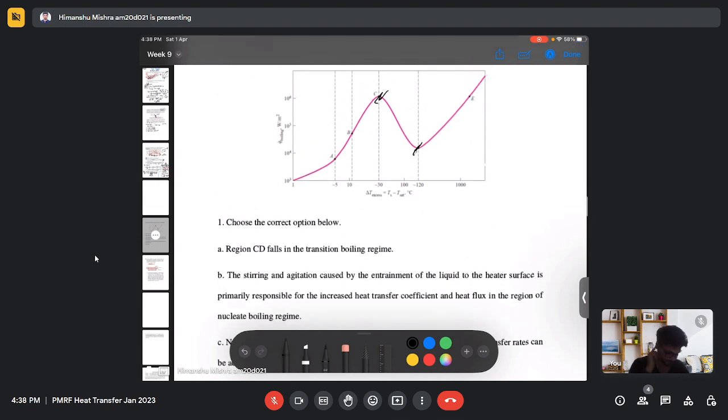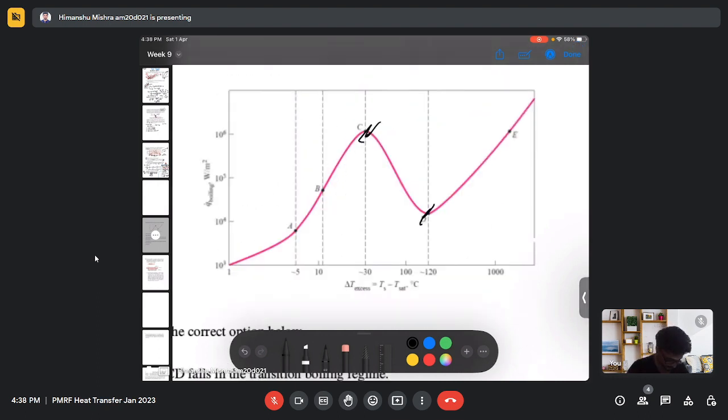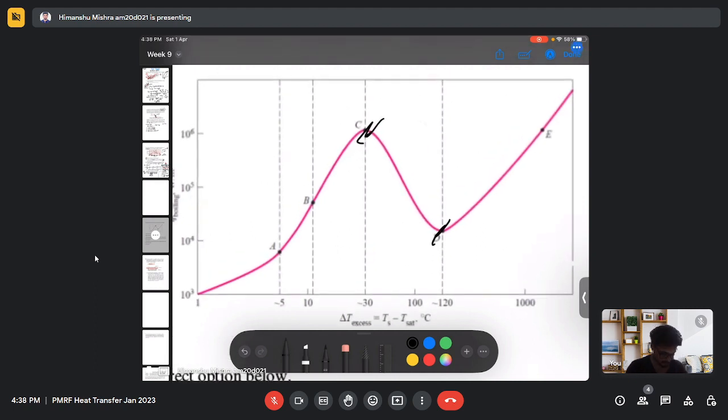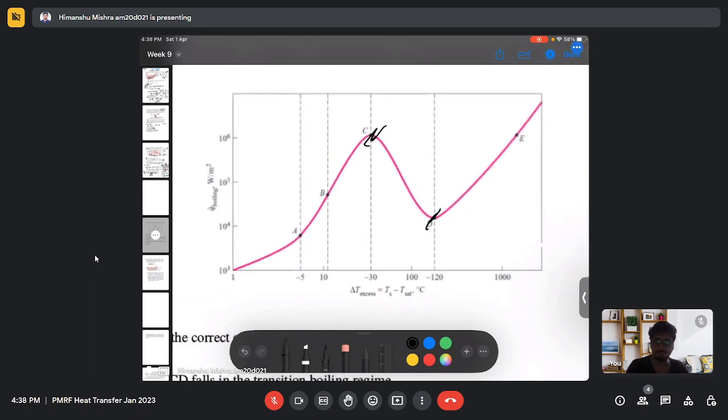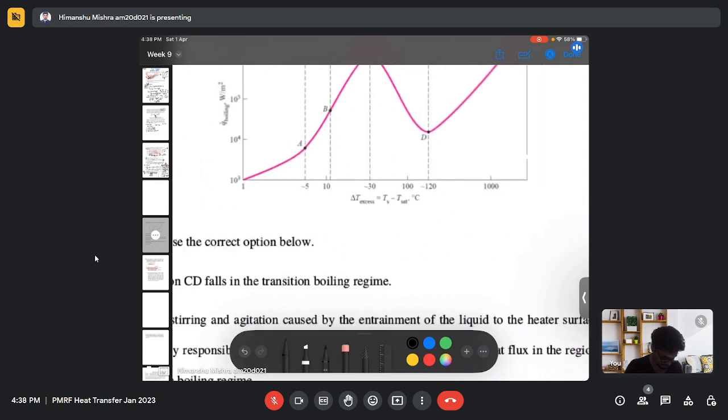Actually, your figure is not clear. It is not legible. No, it is not visible to me. Okay, let me draw the figure then.